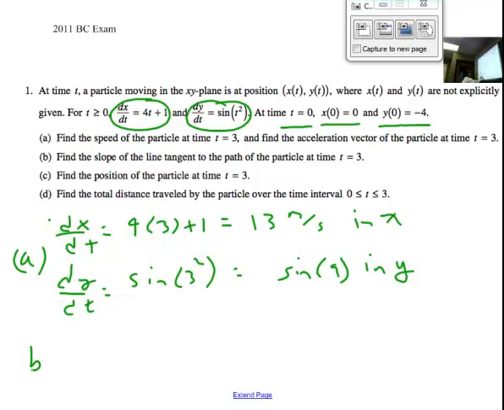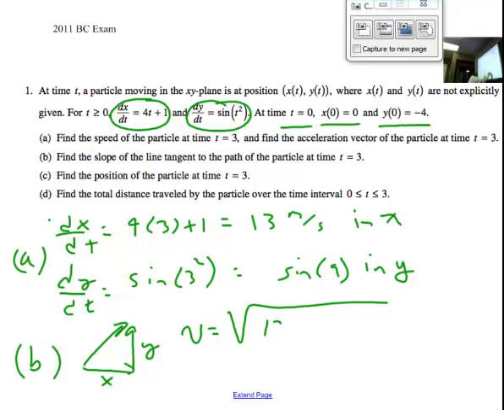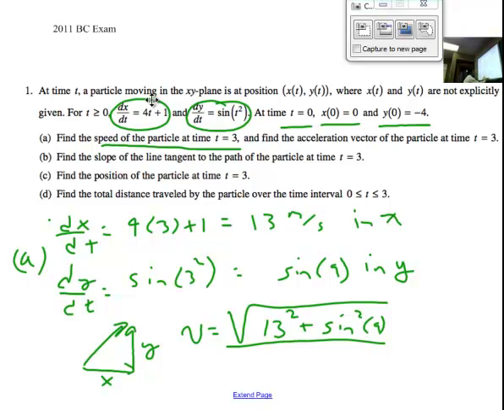So my total speed, if we think about x and y, is the sum of those vectors. Using the Pythagorean theorem, my total velocity, or speed, is going to be the square root of 13 squared plus sine squared of 9. We don't need to actually go through and compute that, but that is the speed of the particle at time equals 3.